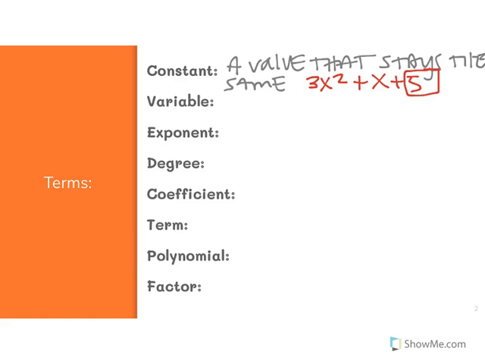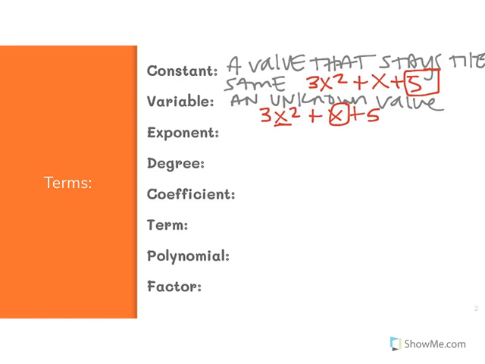Now we have a variable. This is an unknown value. And for example, we have our variables here. So the 3x squared plus x plus 5, the x values here, these are our unknown values, the variables there.